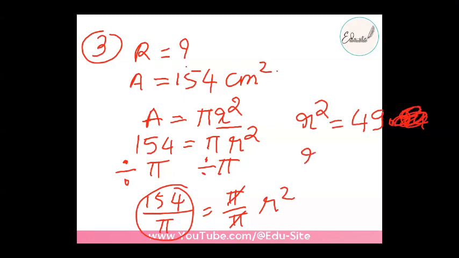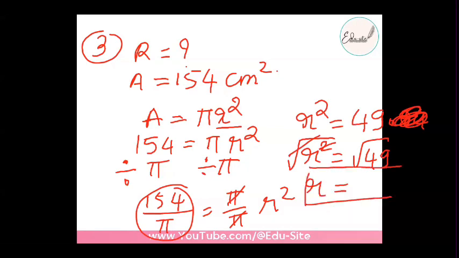How would you find r? What would you do for finding r? Aisha, what did I tell you yesterday? Root. Yeah, you apply the root on both sides. So that root and that root cancel out, and then we just find the root of 49. r is equal to root of 49, which is equal to, what is it, beta? Is it not 7 centimeters? Yes, it's 7 centimeters.